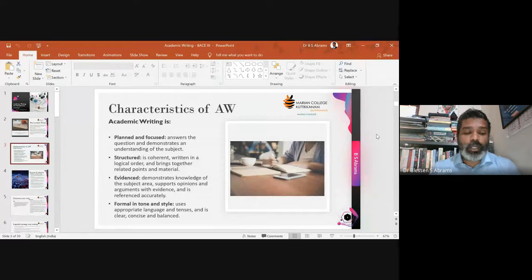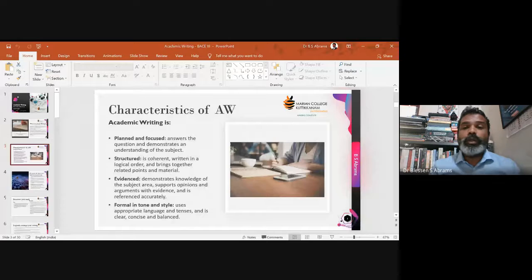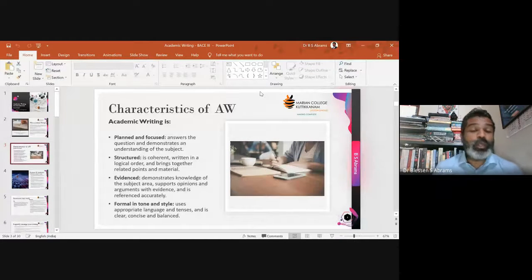You cannot simply enter straight away into the introductory paragraph, or into writing an essay, without planning. It should be structured and well organized as well. It should be coherent in the sense that it should be connected, interconnected. Interconnection of ideas is very important when it comes to academic writing. These are all the basic, foundational stuff for academic writing.